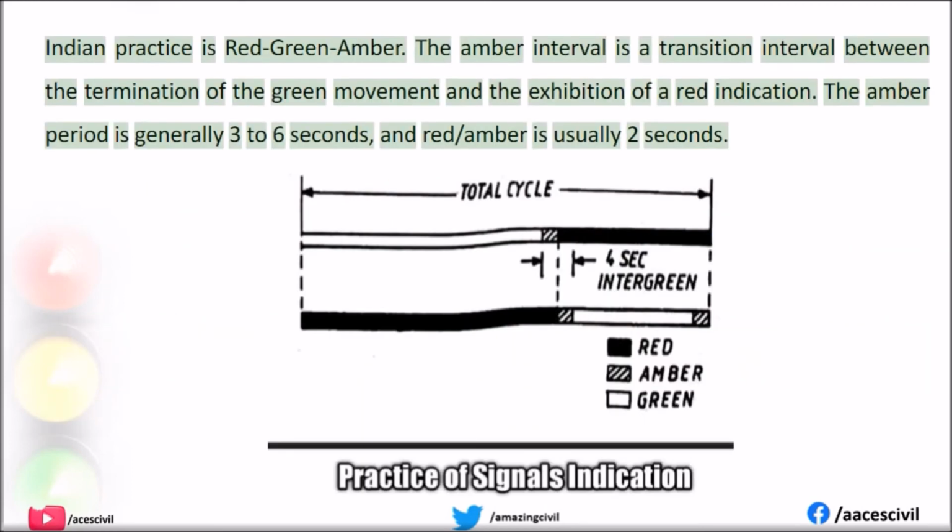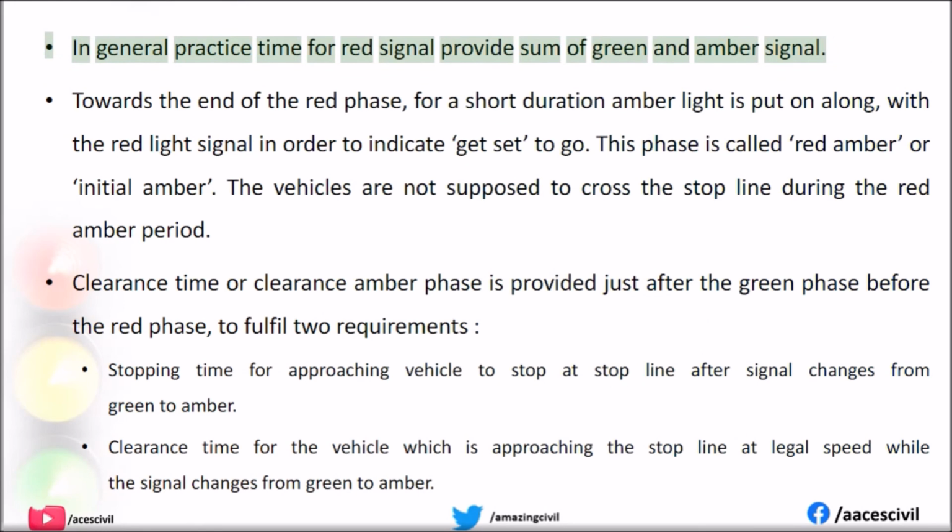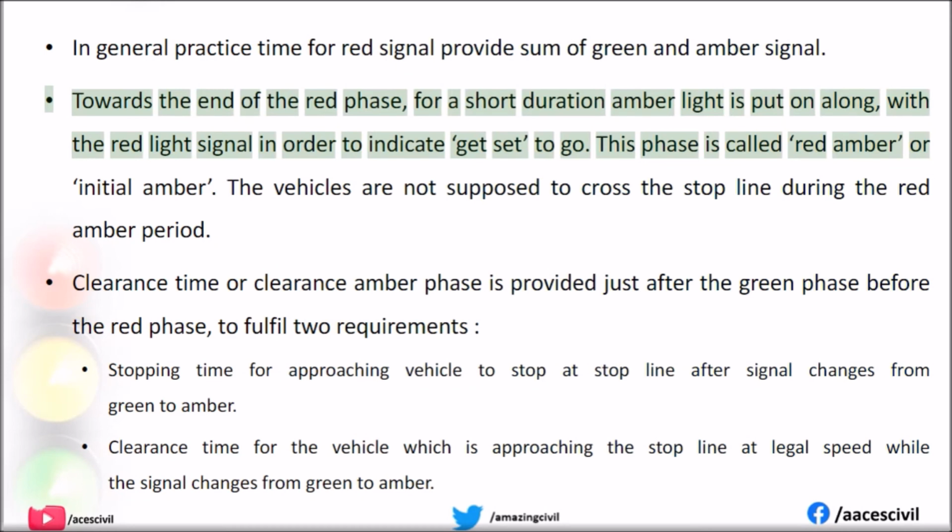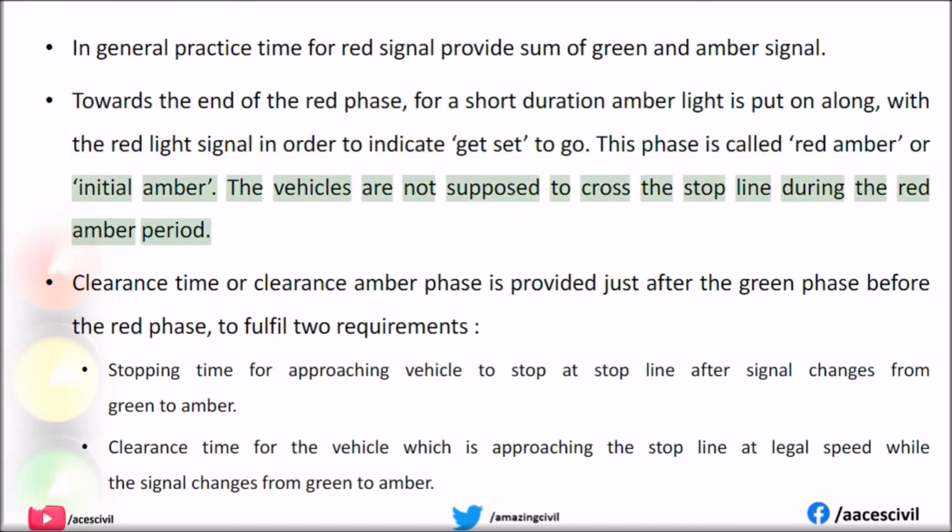Indian practice is red, green, amber. The amber interval is a transition interval between the termination of the green movement and the exhibition of the red indication. The amber period is generally 3 to 6 seconds, and red amber is usually 2 seconds. In general practice, the time for the red signal provides some of the green and amber signal. Towards the end of the red phase, for a short duration an amber light is put on along with the red light signal in order to indicate get set to go. This phase is called red amber or initial amber. The vehicles are not supposed to cross the stop line during the red amber period.